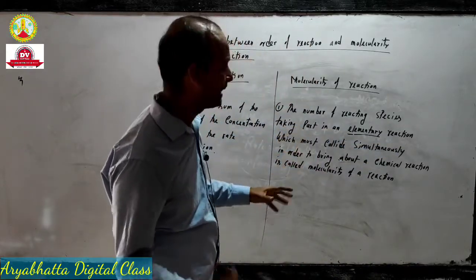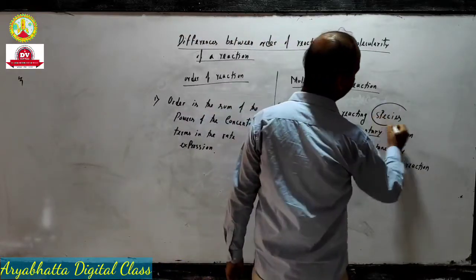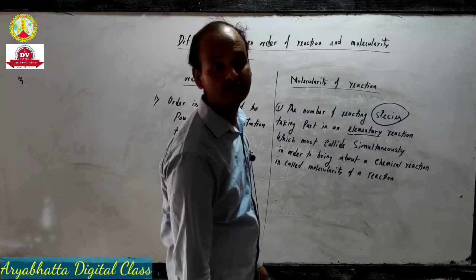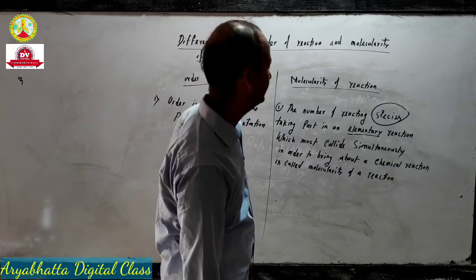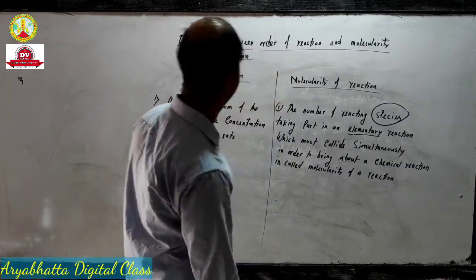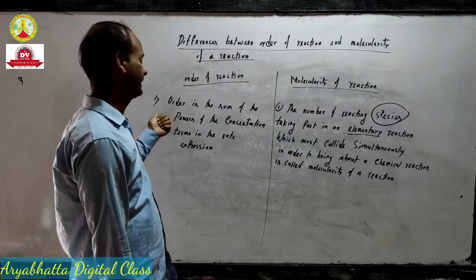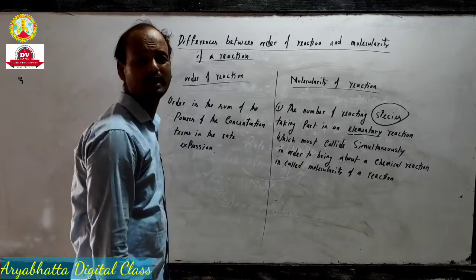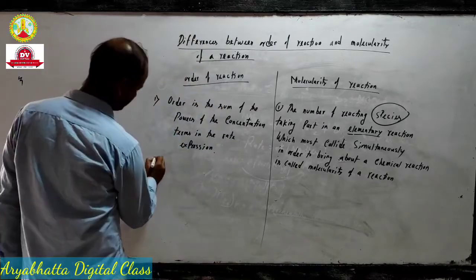This is the definition of molecularity. Molecularity is nothing but the number of reacting species, and reacting species may be atoms, ions, or molecules. Clear? And this is the definition of order. I told you that order is an experimental quantity. Now let's see number 2.